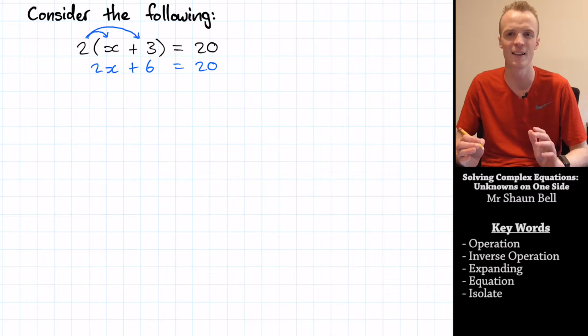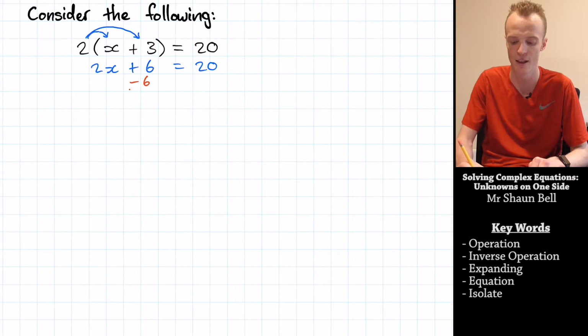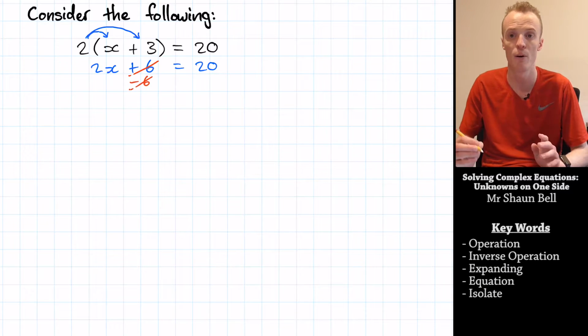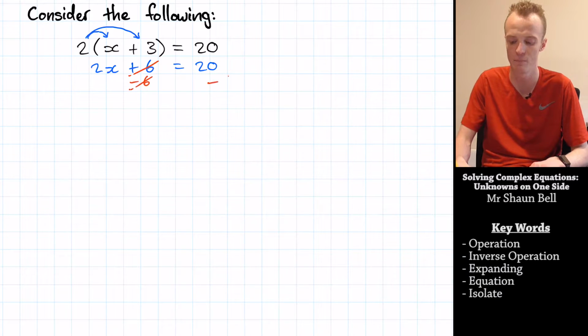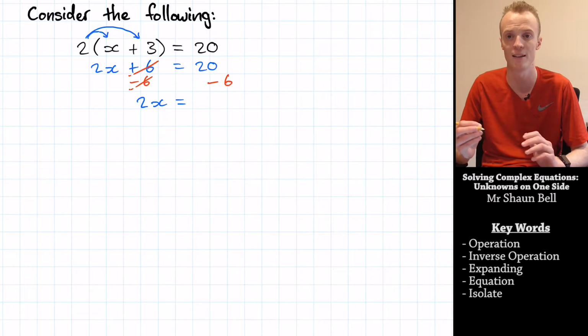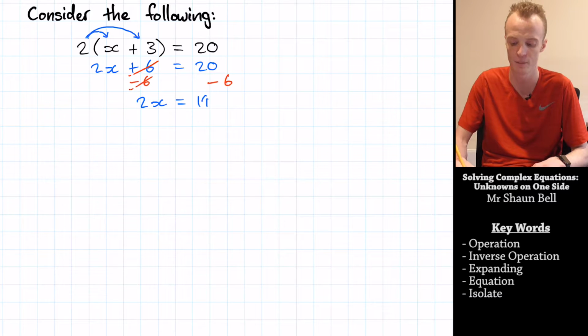From here, we need to isolate our x value. To do this, we need to perform the inverse operations that we learnt in the previous video. So on the left-hand side, the first thing we need to remove is that plus 6. The inverse of adding 6 is to subtract 6, and that will cancel this out. However, whatever we do to one side of the equation, we must do to the other side. So we must subtract 6 to the right-hand side. On the left-hand side of the equation, we've just got our 2x remaining, and on the right-hand side of the equation, we've got 20 subtract 6, which is 14.